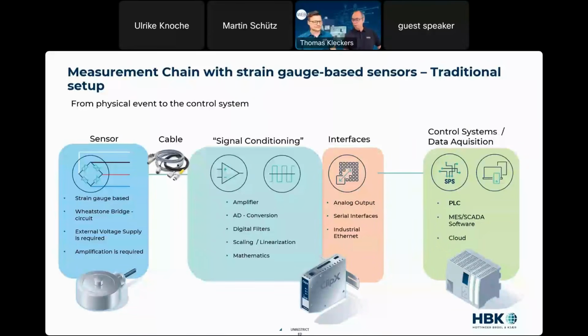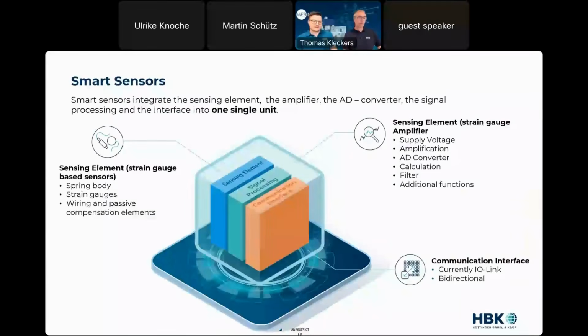So Martin, what did we change? Yes, so now we have the smart sensors platform, as I mentioned. And what is a smart sensor? Well, you can see here a smart sensor in this graphical representation. It contains 3 elements. So on the left side, you have the traditional sensing element. That would be the equivalent to your traditional load cell.